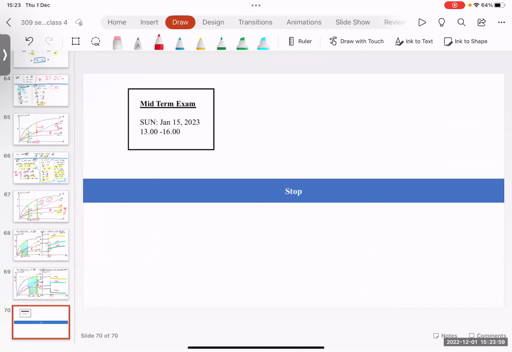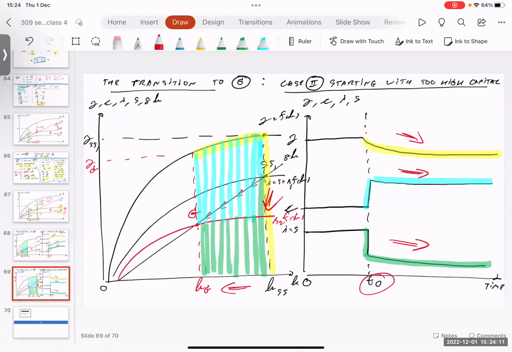Any question? Yes. At the golden rule point, is consumption always maximum? No, not really. Consumption at the golden rule point may not equal saving. It can be greater than, can be less than, depending on the mathematics. It's not always equal to saving, no. It can be greater or less than.